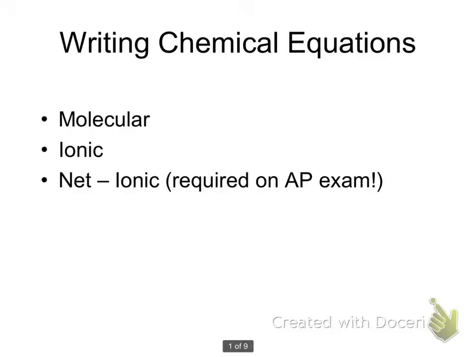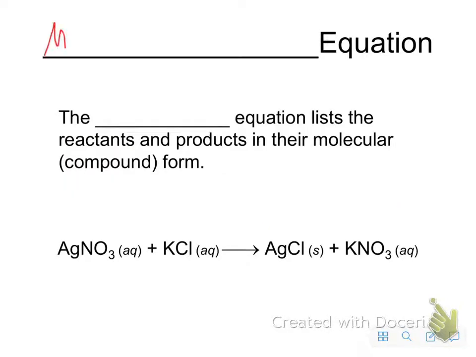Okay, in this podcast we're going to learn how to write chemical equations in a way that you are required to do so for the AP exam. So you can write a molecular equation, a full ionic equation, or a net ionic equation, but the net ionic equation is the one that you have to write on the AP exam. But usually you start with a molecular equation, so let's just look at a molecular equation first.